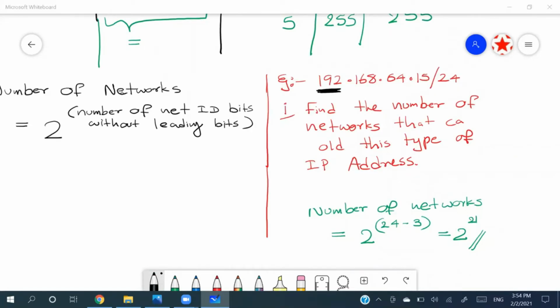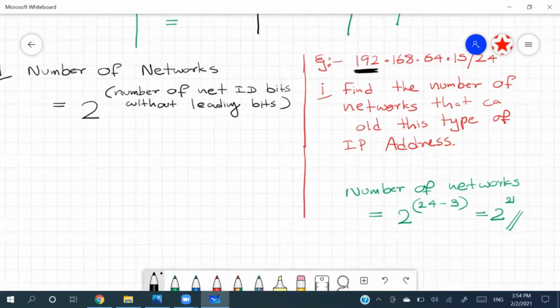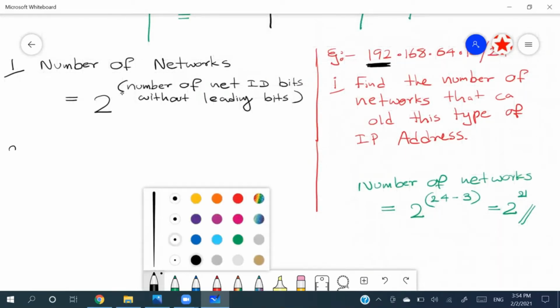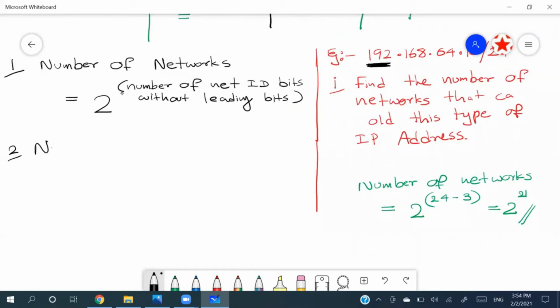So this second equation, now I'm referring to that particular IP address. So here comes the second equation. Number of hosts in a network.